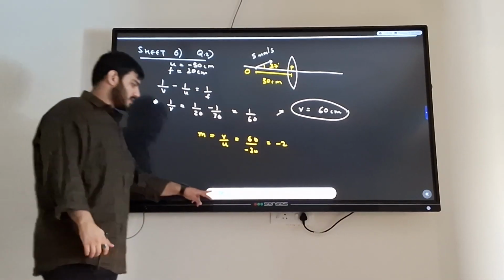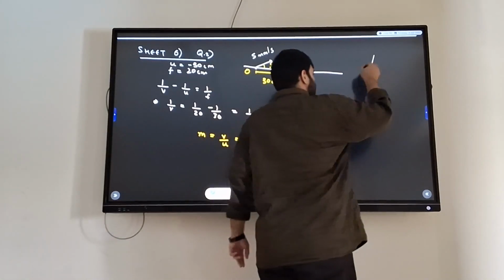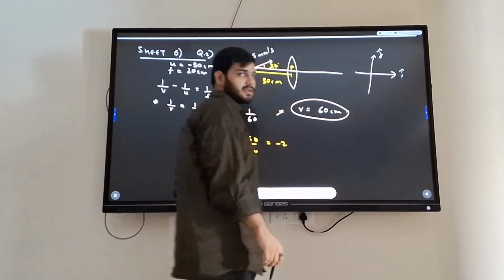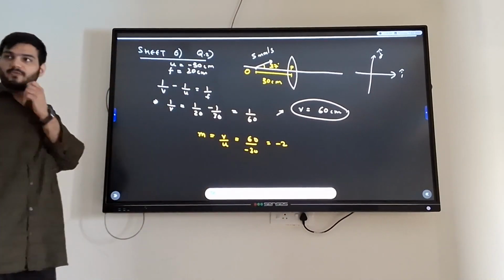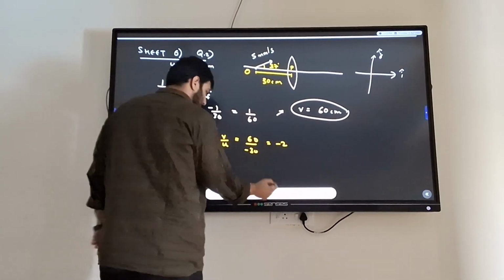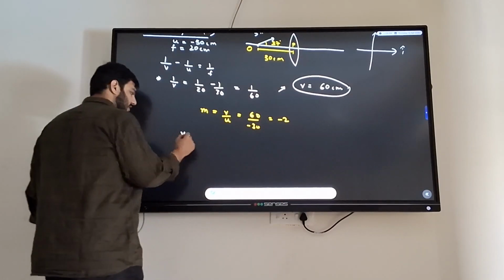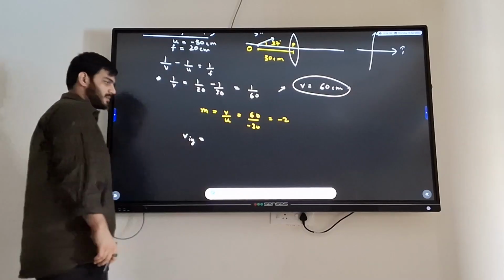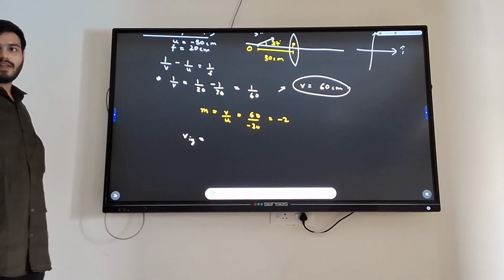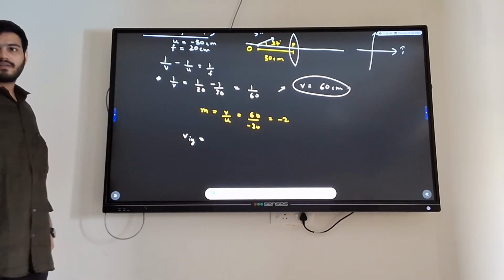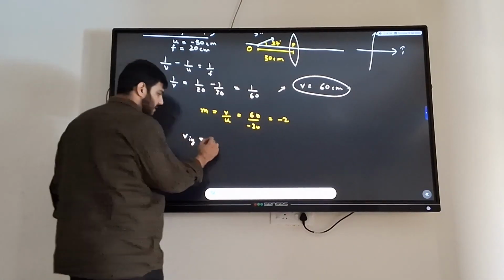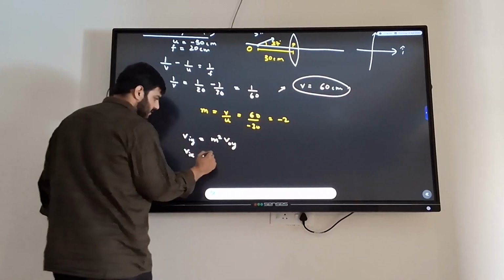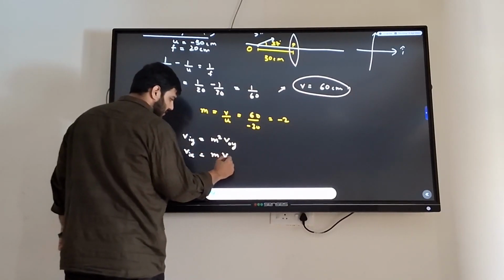I should write my coordinate axis as well. Let me take my coordinate axis as this is i cap, this is j cap. Is it okay? That what will be VIY? Can somebody tell me this? What is VIY? Should it be m times VOY or m square times VOY? M square. It should be m square times VOY. What about VIX? That's m times VOX.